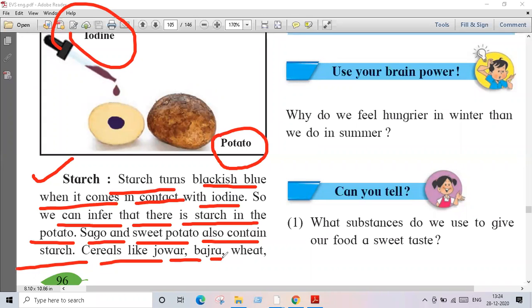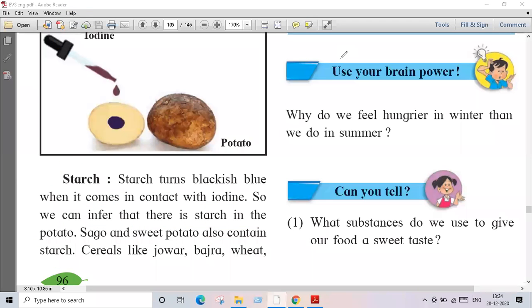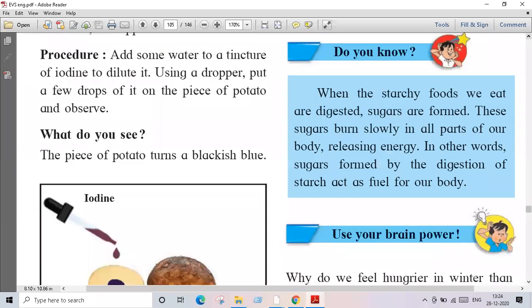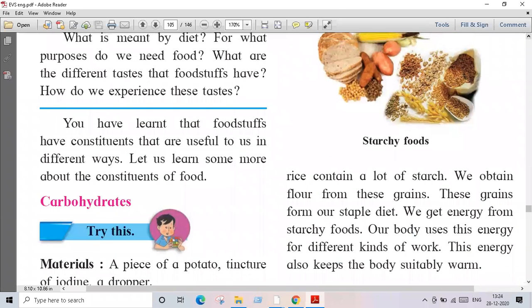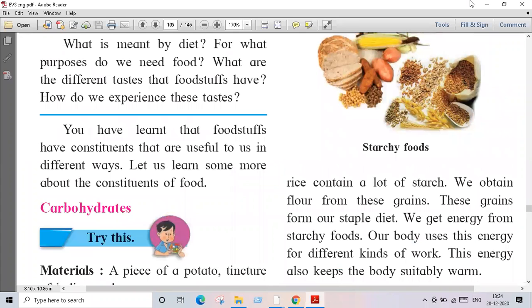Cereals like jowar, bajra, wheat, and rice. Okay, these are the starchy foods. And rice contain a lot of starch. We obtain flour from this grain. आपल्याला पीठ मिळतं की नाही? पीठ आपल्याकडे बाजरीचं पीठ असतं, गव्हाचं पीठ असतं, ज्वारीचं पीठ आहे, जो भी हमें आटा मिलता है. So these grains form a staple diet.